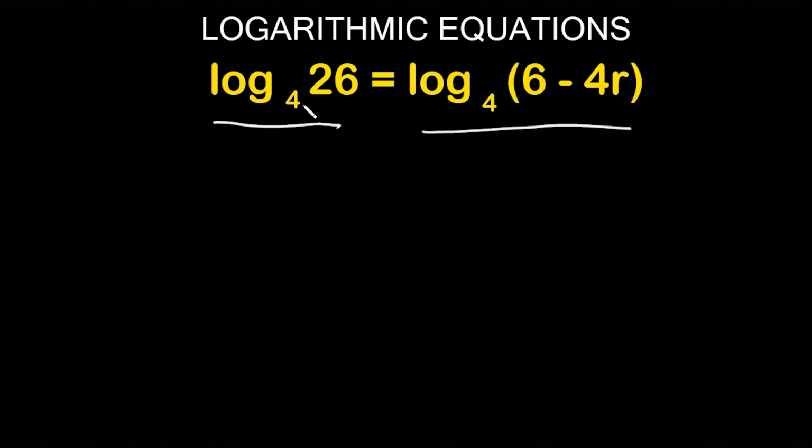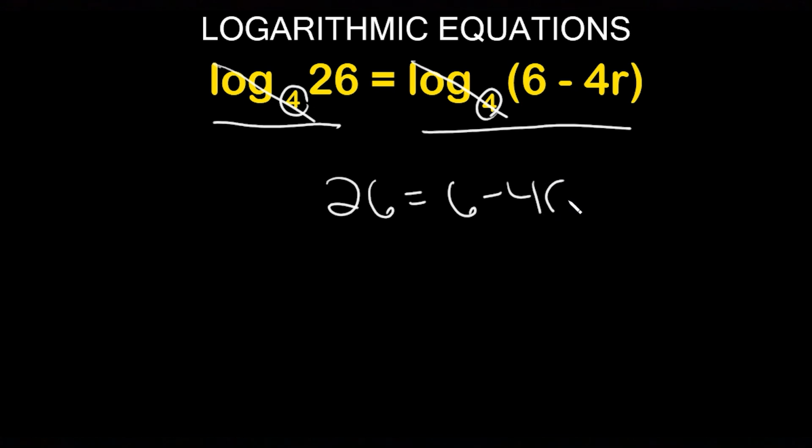They both have the same base of 4, okay? That means these logarithms are going to cancel out on both sides. So for example, this will cancel and this will cancel, and I'm going to be left with 26 equal to 6 minus 4r. And from here, all I have to do is solve for r. And this works out because if I balance out the bases on both sides, the logarithms will essentially cancel out because of the inverse property.